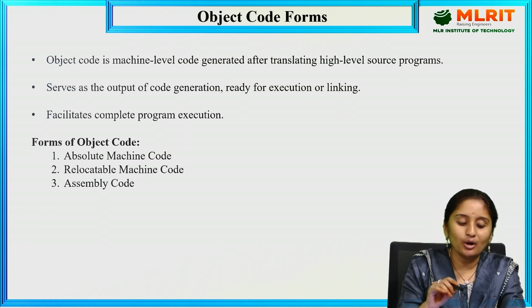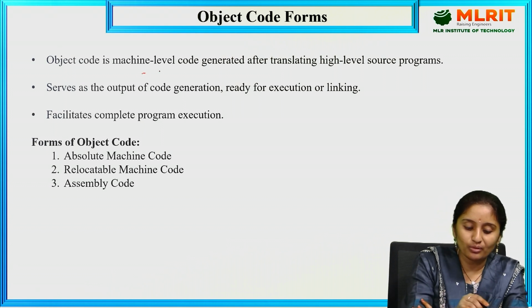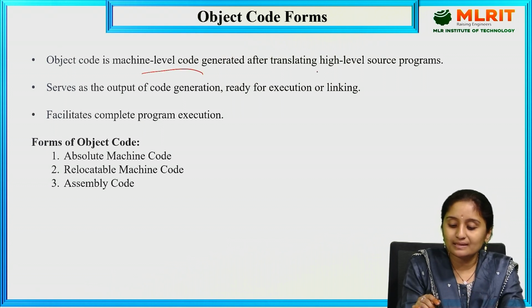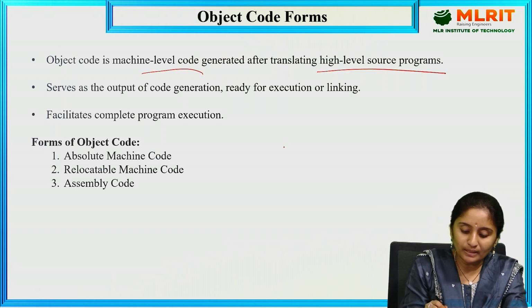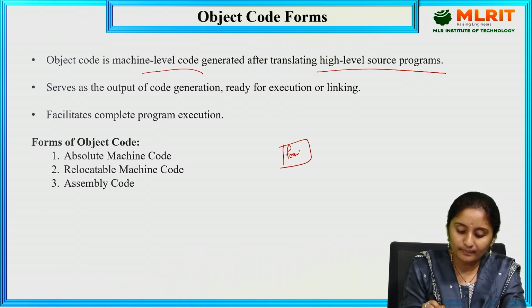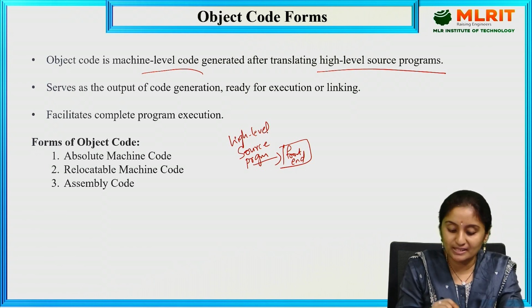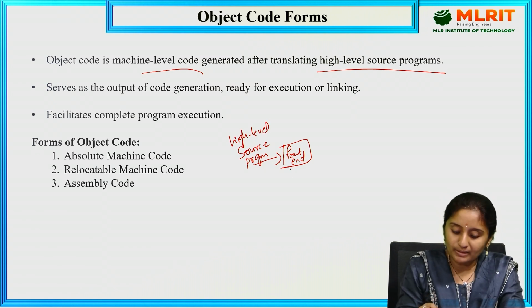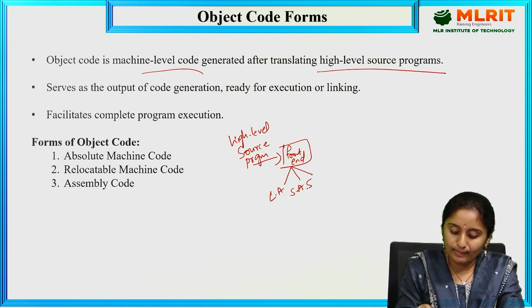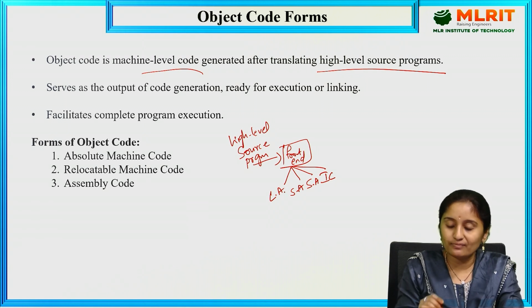The object code, we can also call it machine level code, after translating high level source programs. So let me tell here, this is my front end. For the front end, the input is the source program, which is the high level language. The front end consists of lexical analysis, syntax analysis, semantic analysis, and the intermediate code generator. These are the four phases in the front end.